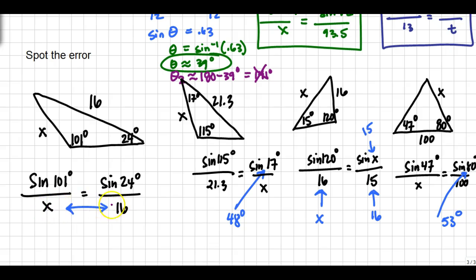And so you can see here that the x and the 16 need to be flip-flopped. Here the angle that was chosen was incorrect. X and 17 are not across from each other. The third one has all kinds of problems. All the 15s and the 16s are in the wrong location. And then over here again we grabbed the wrong angle measure.